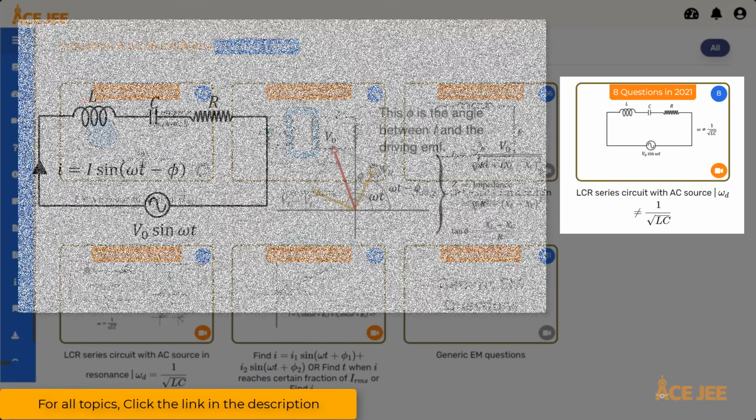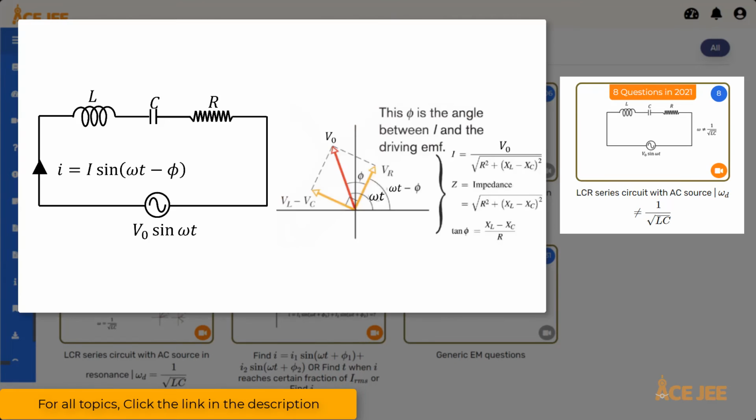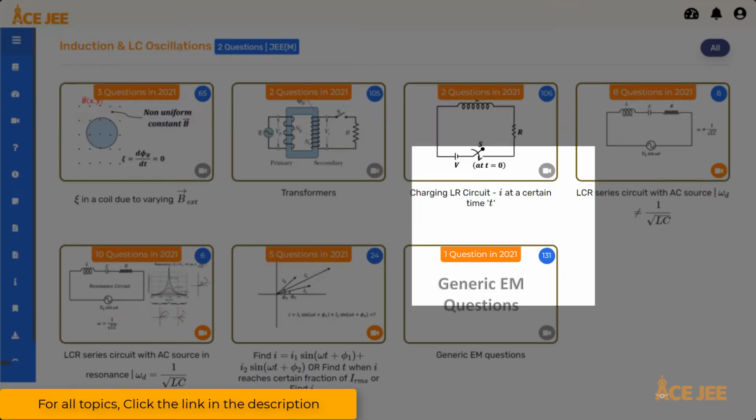Moving on to the next question type involving LCR series circuit with AC source but no resonance, meaning frequency of the AC source is not equal to square root of 1 by LC. I would highly recommend that you go through the notes and make sure that you have a clear understanding of the impedance of the circuit Z, phase difference between current and EMF of the source, relation between RMS values of the current and EMF, power factor, and VRMS across L and C put together.